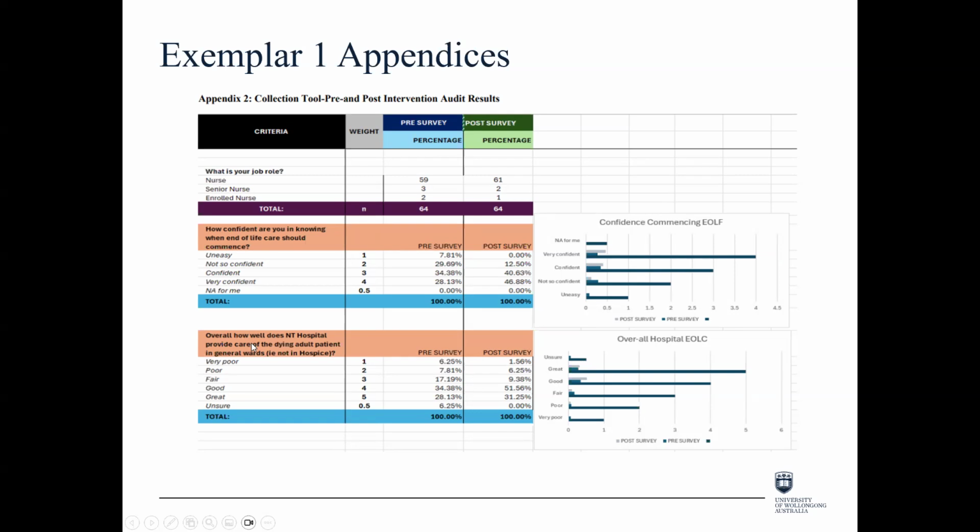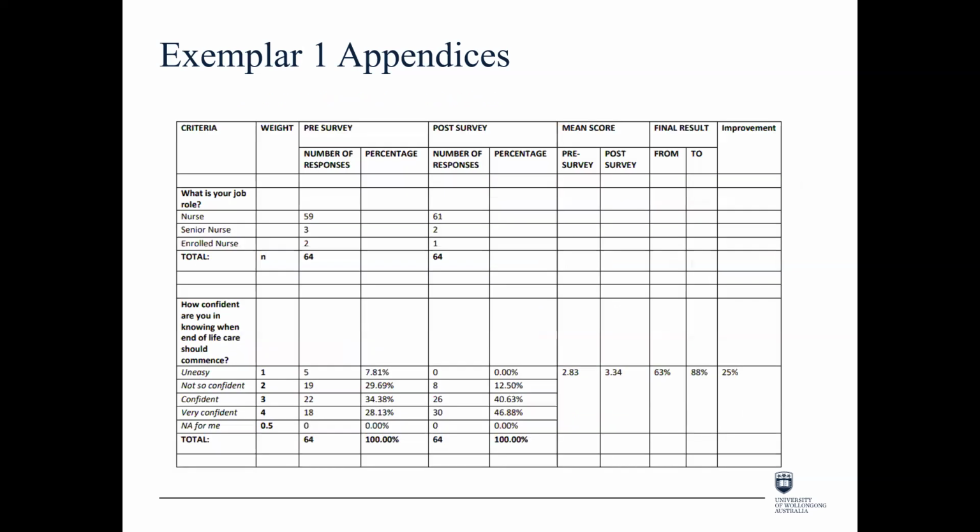So then the next question: overall, how well does the hospital provide care of the dying adult patient in general wards? We've got the scores from 1, very poor, to 5, great, and then their percentages, pre and post, and again they've got the bar chart. And then at the very end, they had the raw data side by side.